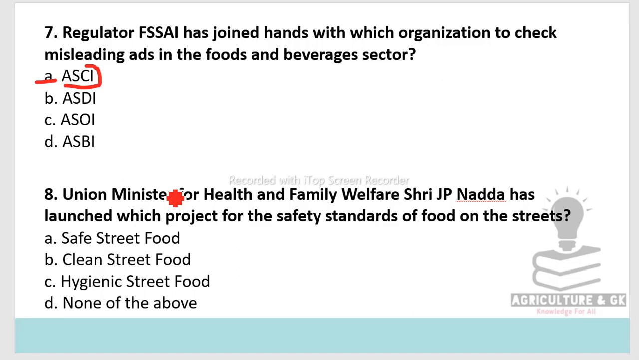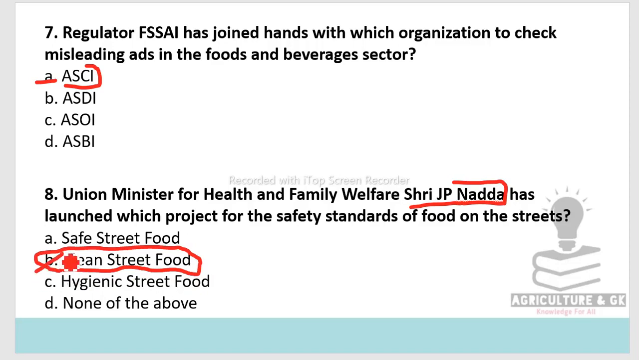Safe street food, clean street food, hygienic street food, or none of the above? So here are the two important things. First, you should know who is the Union Minister for Health and Family Welfare, Shri J.P. Nadda, and which project has been launched by him for the safety standards of food on the streets. The project is Clean Street Food. The answer will be option B.